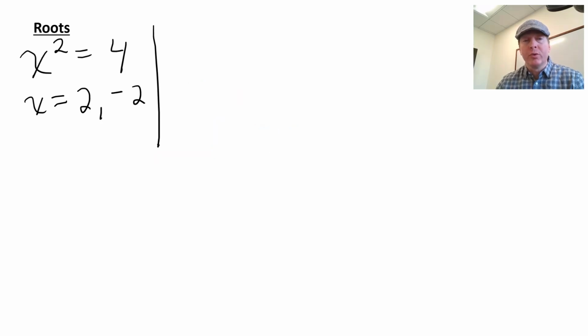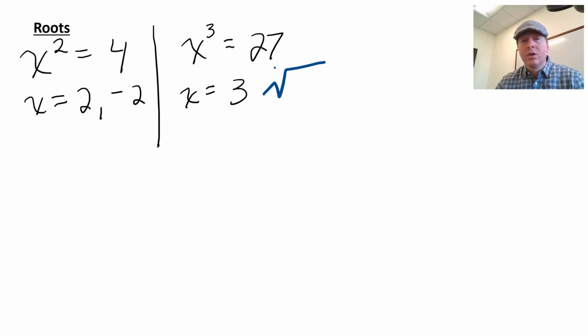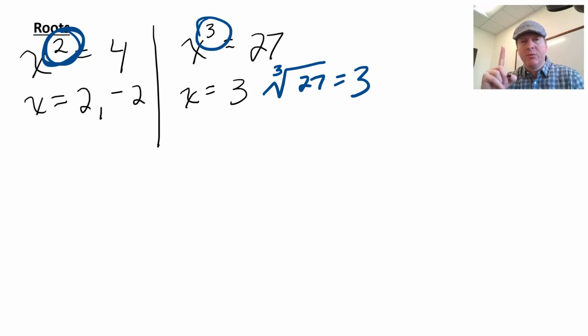How about cubed roots? Suppose I had x cubed equals 27, then x itself is 3 and only 3. And if I were to write cubed root of 27, it's only 3. So if the exponent is an even number, you get two roots, one positive, one negative. But if the exponent is an odd number, you only have one root.